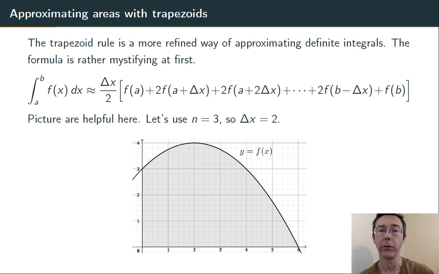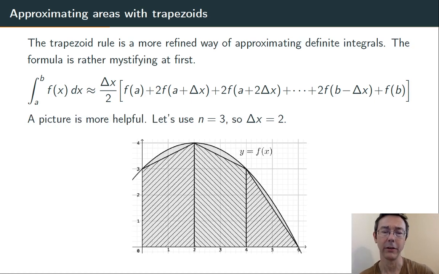I'm going to show n equals 3. So if the interval is 6 units long and we divide it into 3 pieces, each one is going to have a width of 2. We'll call that value delta x. And then for each of those subintervals, 0 to 2, 2 to 4, and 4 to 6, I'm going to draw a trapezoid under the curve, like so. And then we're going to compute the areas of those trapezoids, add them all up, and that's going to approximate the integral, approximate the area under the curve.